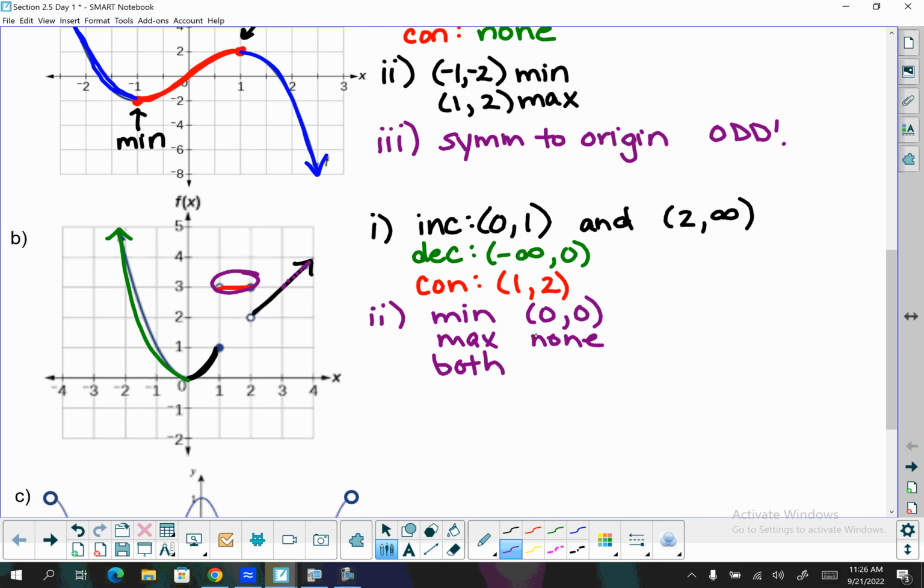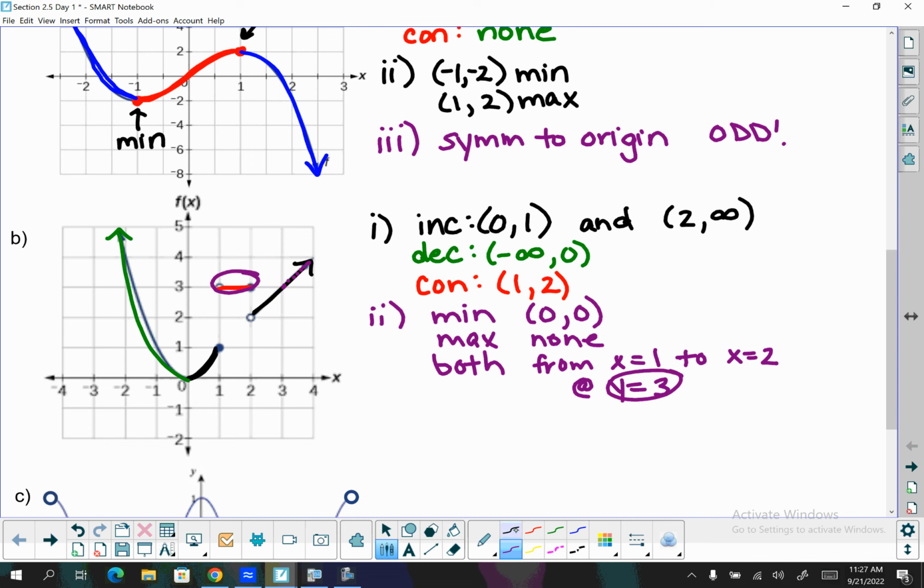How we write that is we would say from x equals 1 to x equals 2 at y equals 3. Y equals 3 is the equation of that little horizontal line, but the horizontal line only goes from 1 to 2. Okay? So both a min and a max is any horizontal line segment.